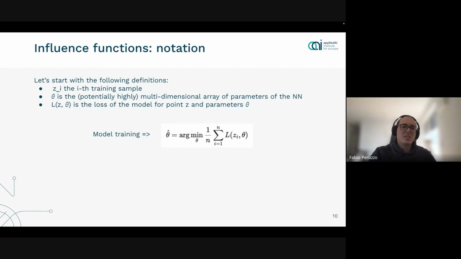Z_i is our ith training sample, and theta is the potentially highly multidimensional array of parameters of the neural network, so theta includes everything. It includes the biases of the neurons, the weights of the neurons, batch normalization, everything. L(Z, theta) is the loss of the model on the training sample Z when the parameters of the model are theta.